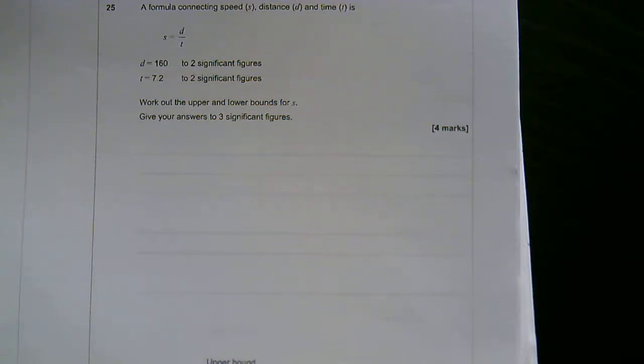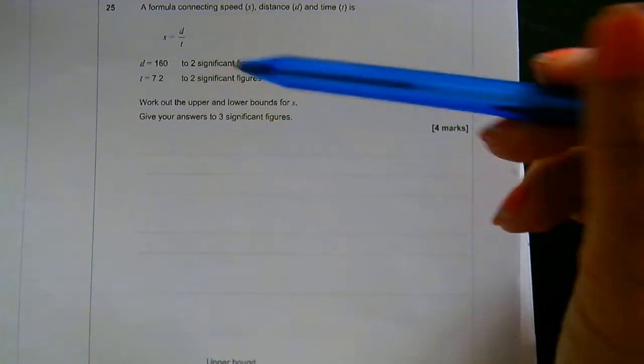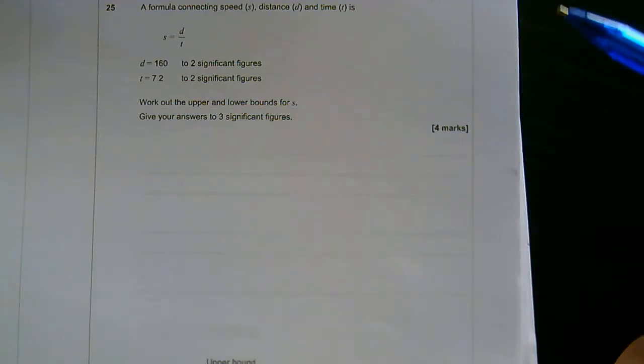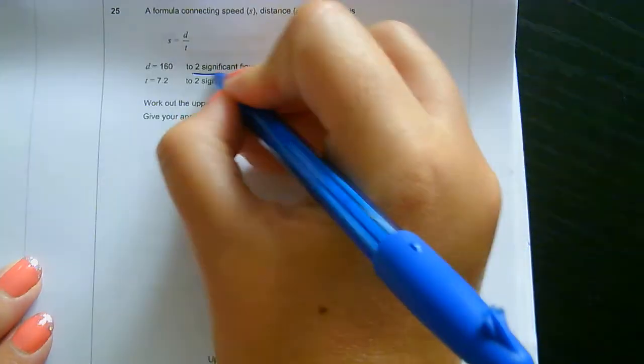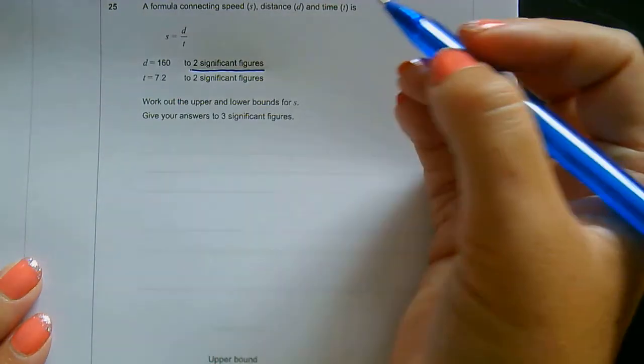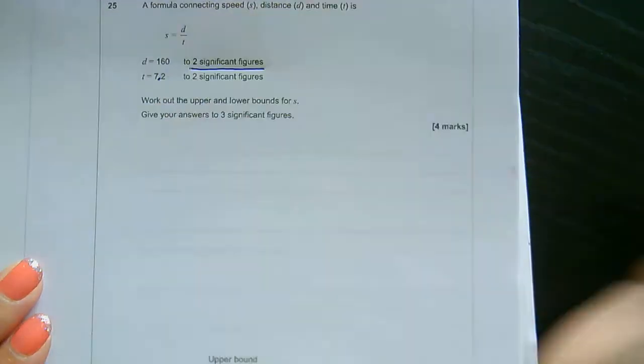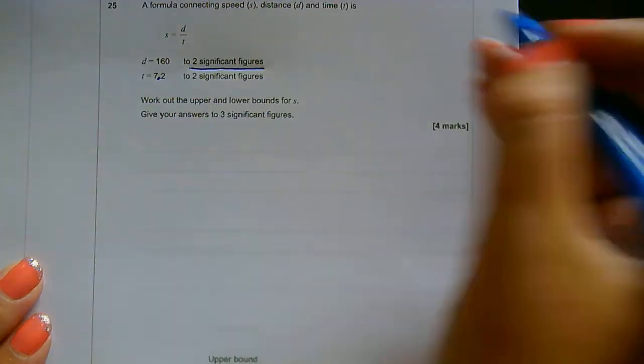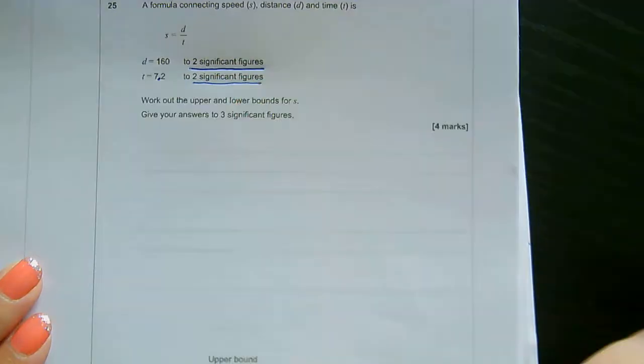Okay, we've got a formula connecting speed, distance and time. So speed is equal to distance divided by time. It's kind of them to give us that. And we're told that D is 160 to two significant figures, and T is 7.2, in case you can't see that on cam, 7.2 to two significant figures as well. So they're both to two significant figures.